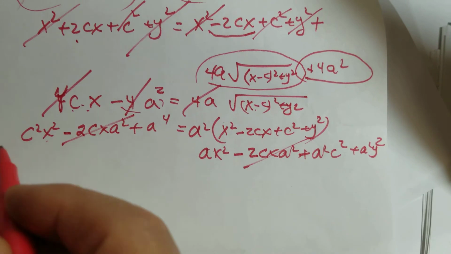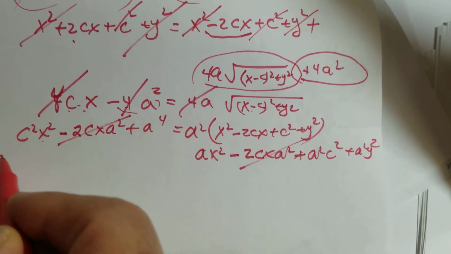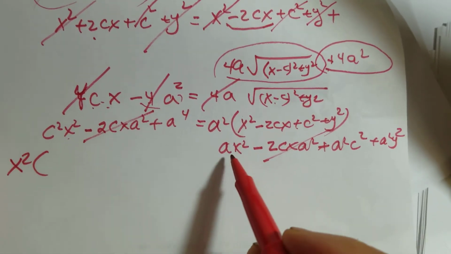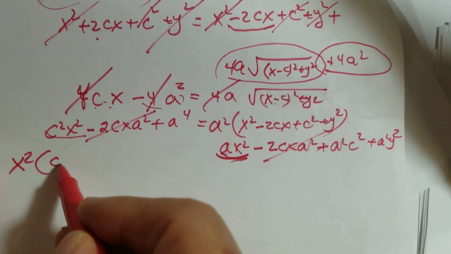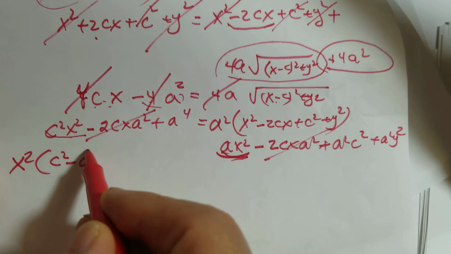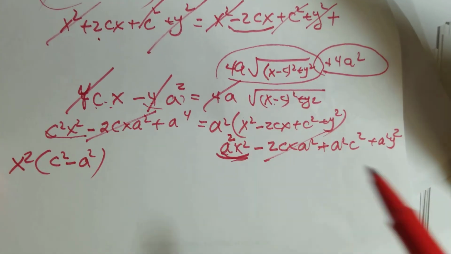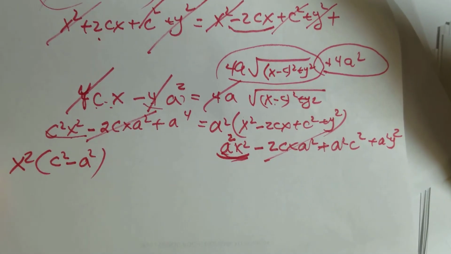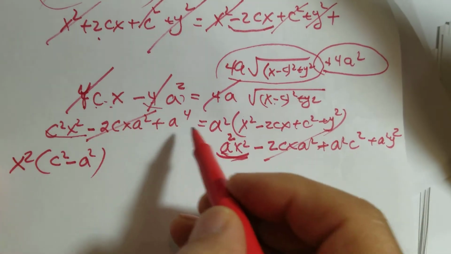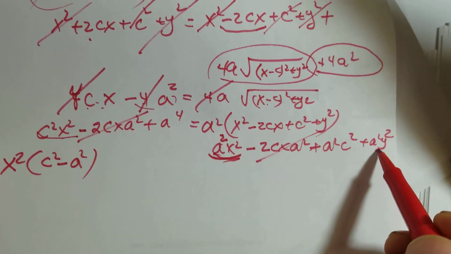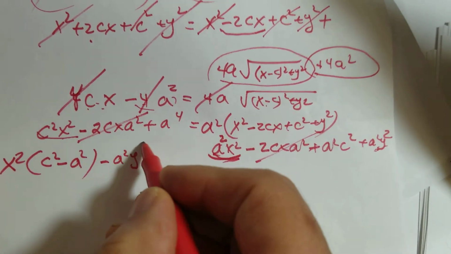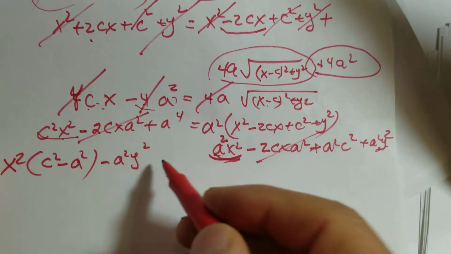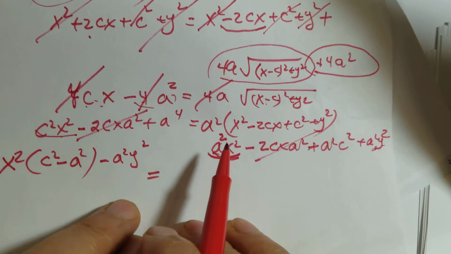Then what I have left, I have x squared here. But remember, I have a squared x squared here, c squared x squared here. I'm going to put c squared minus a squared, and I factor the x squared. This is a squared y squared. I'm going to bring it to the other side, everything that doesn't have x and y, and move it to the other side.